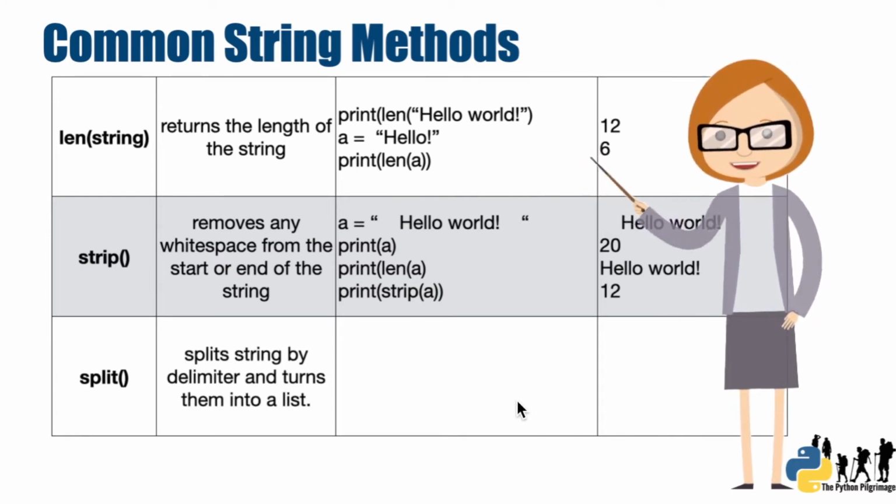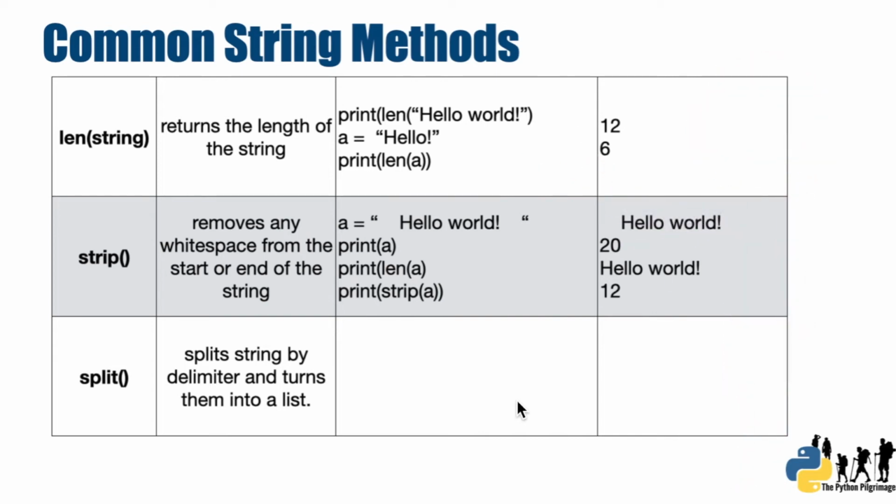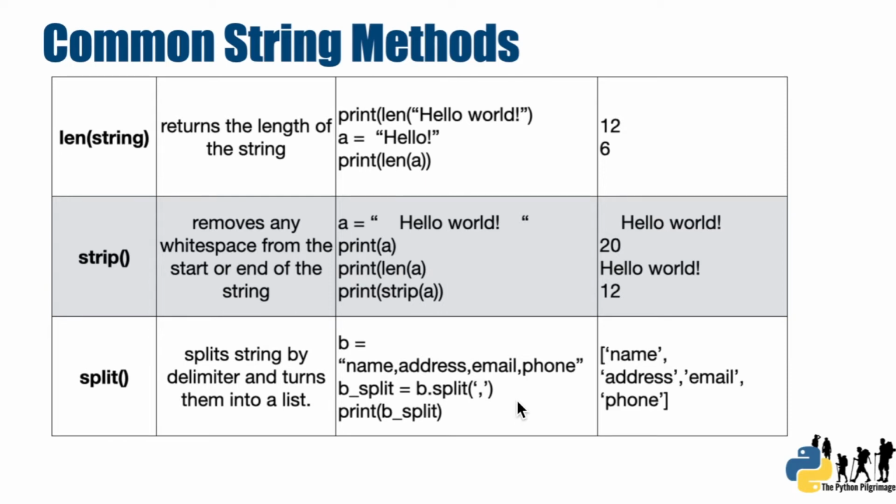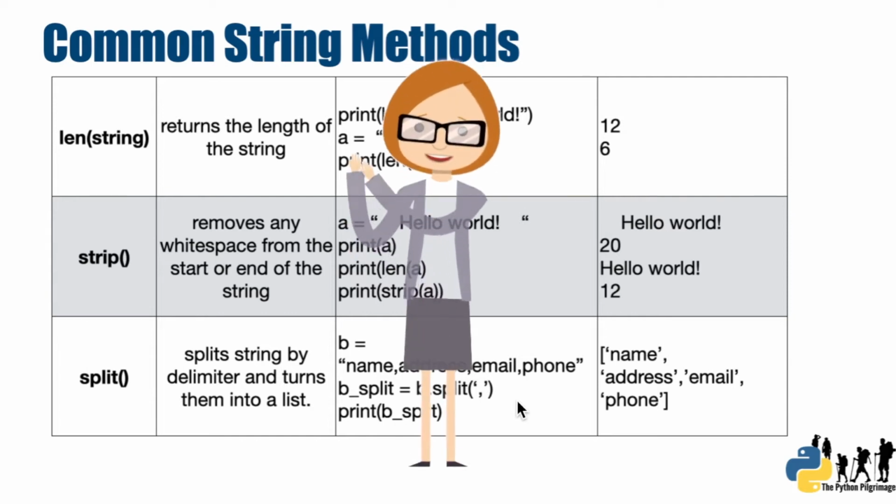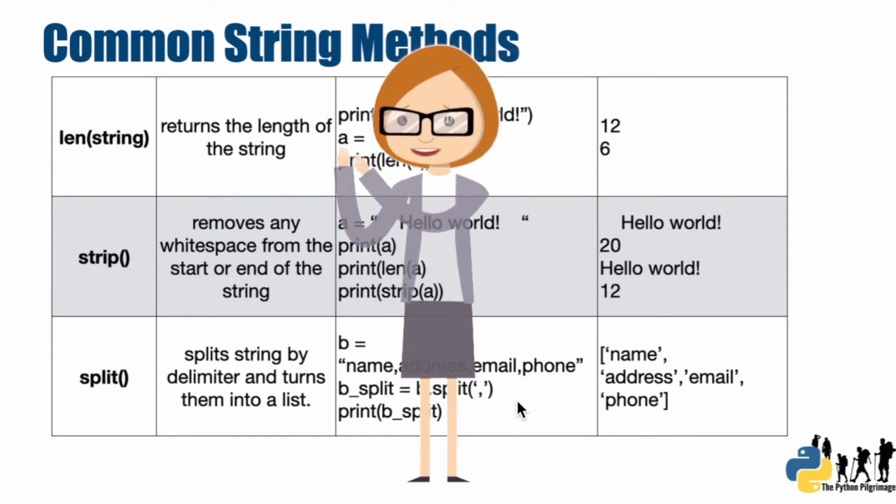For the next one is split. Split splits the string by a delimiter and turns them into a list. For example, you have b assigned with the string value "name, address, email, phone". If we use the split function here, b.split, and then specify the delimiter, which is a comma, and then print out the result, now you will have a list containing all the strings that you split by the delimiter. By default, if you don't specify the delimiter, it defaults to a space.